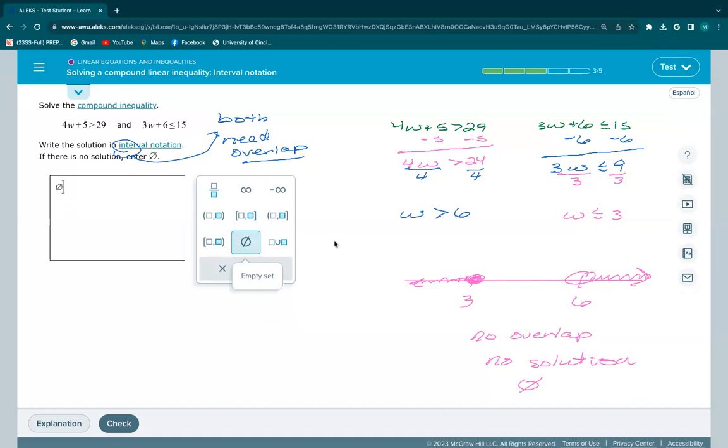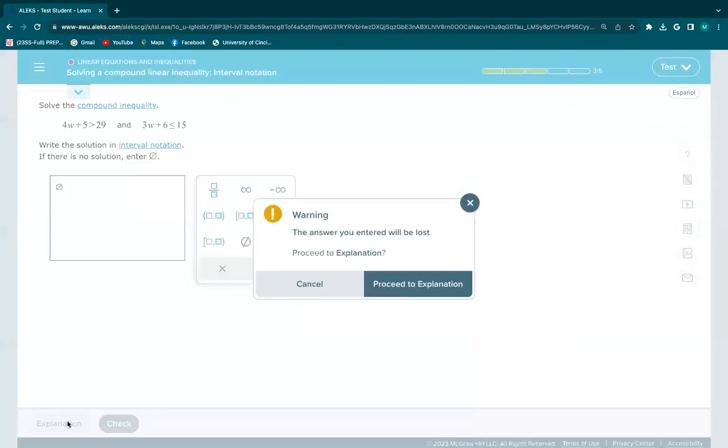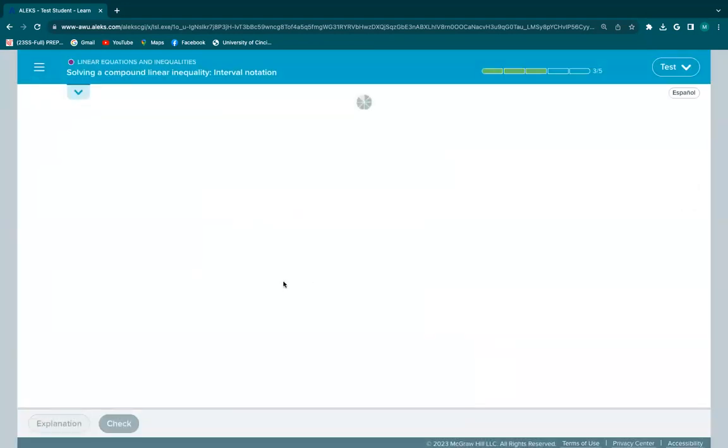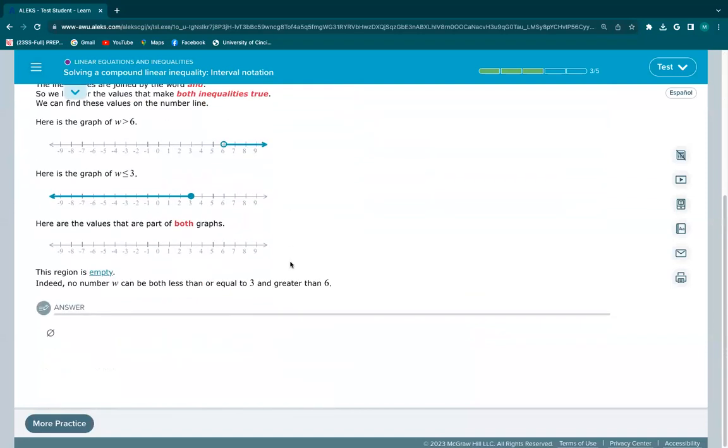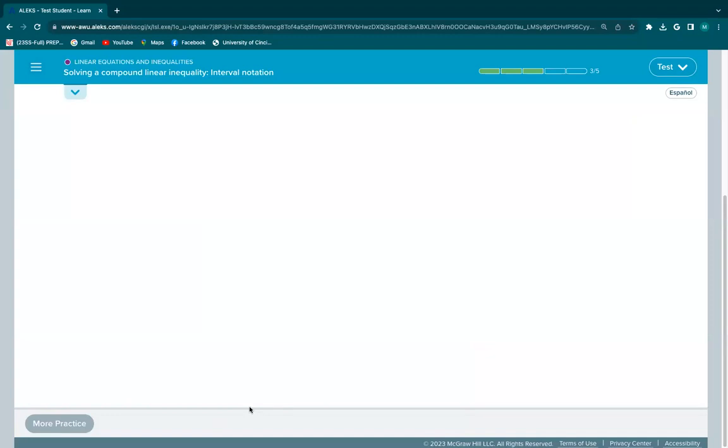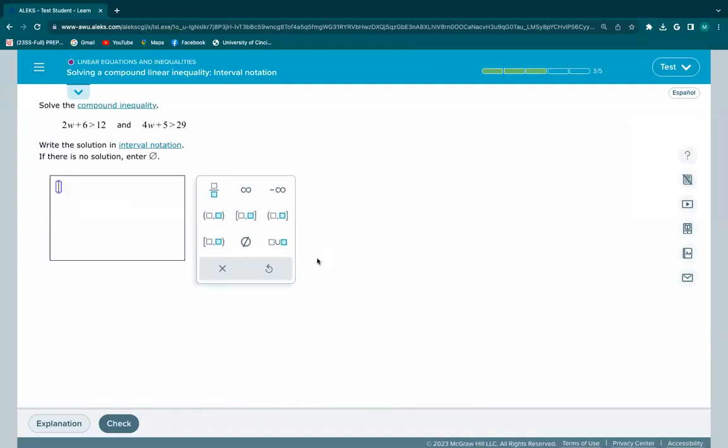I am actually not going to check this one because I do want to get another example. So we are going to clear this, but we're going to look at the explanation so that we can get another one. So I'm going to clear all drawings. I'm going to go to the explanation. Yes, my answer is going to be lost, but I'm looking for that no solution. So look at the example. The answer that they have is no solution. So I did have it right. And now I'm going to do more practice and I should be able to get another and.